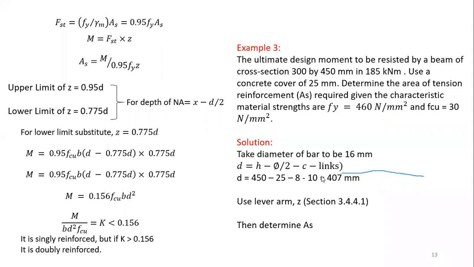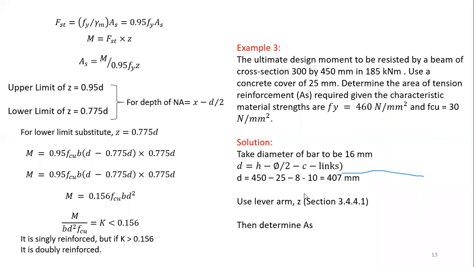With this effective depth that you have here, you can determine the value of K to know whether it is singly reinforced or doubly reinforced. The moment is 185 kilonewton meter. You can put it into this equation. You know B already, you know D, FCU is given, then you can determine the value of K. Once you determine the value of K, if it is less than this, then you will know that it is singly reinforced.